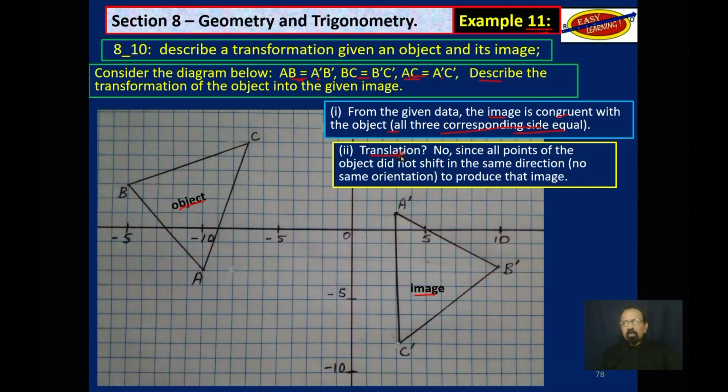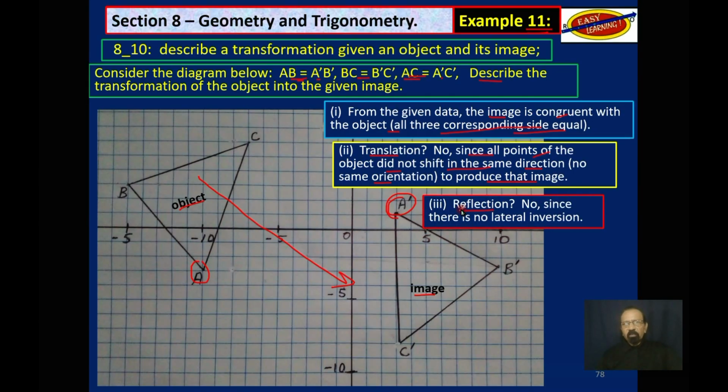So is it translation? No. Since all points on the object did not shift in the same direction, no same orientation to produce the image. If it were translation, that whole object there would shift this way, and you would have the same orientation, but you don't have the same orientation here. A is down here and A prime is above there. Okay, so it's not translation.